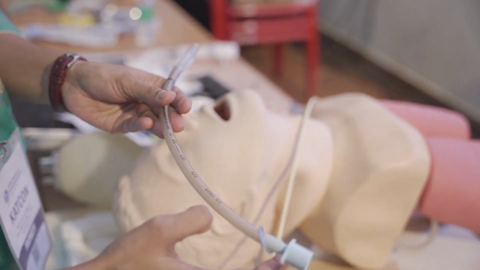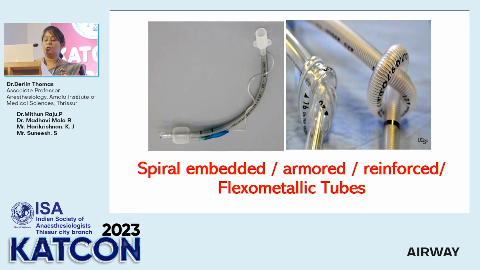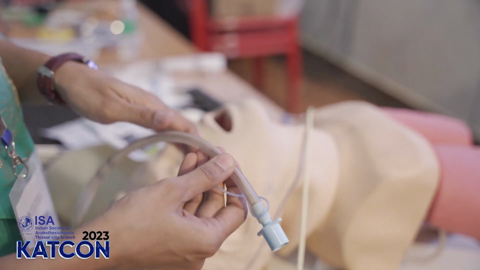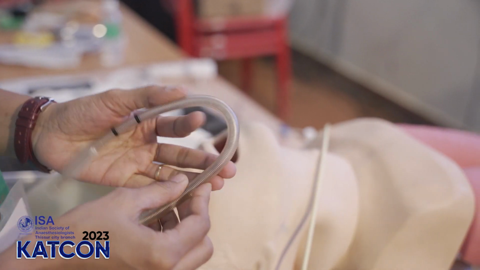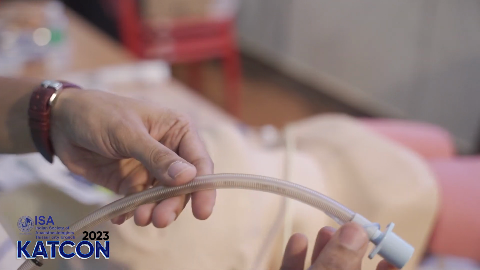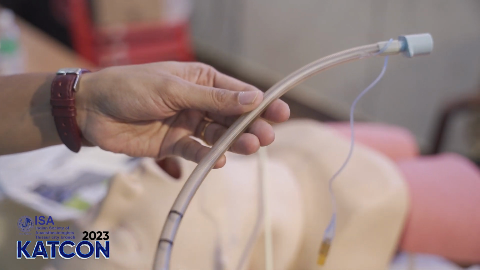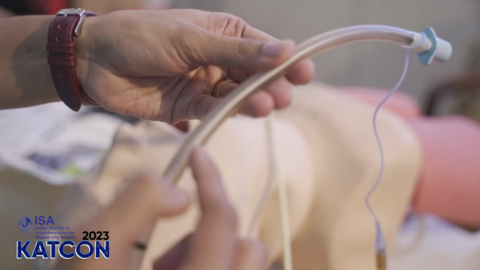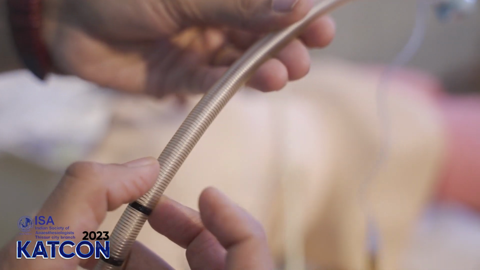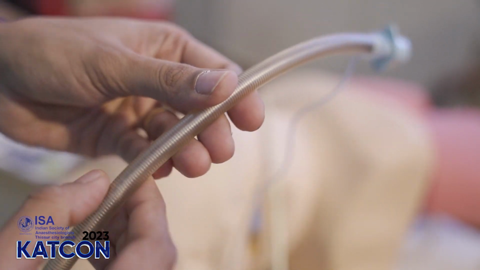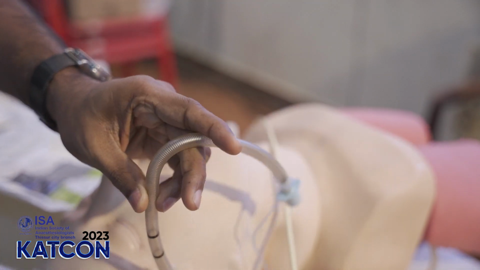And these are the flexometallic tubes. These are the other names: spiral embedded or armored tube, reinforced tube, or flexometallic tubes. It has a wire mesh or wire reinforcement in order to prevent the tube from kinking or any compression of the tube. This is mainly useful in head and neck surgeries. Neurosurgeries also employ it because you don't have access to the patient, and after a long time thermoplastic tubes tend to get kinked. But these are kink resistant. You can see that even if you try to kink them, the lumen is never gone.